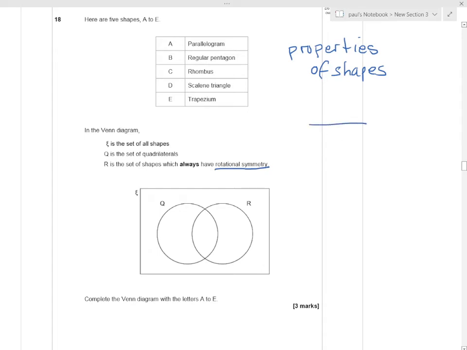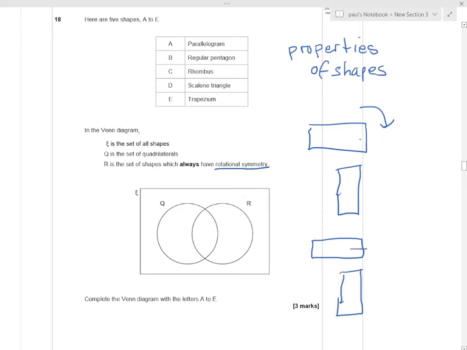Rotational symmetry is when you have a shape and you spin it round. There's 90. Spin it round again. And when we get to the bottom, this looks exactly the same as that. So that shape has rotational symmetry. So a parallelogram does not have rotational symmetry, because when it's upside down, it's back to front, as it were. So a parallelogram is a quadrilateral, but it doesn't have rotational symmetry.